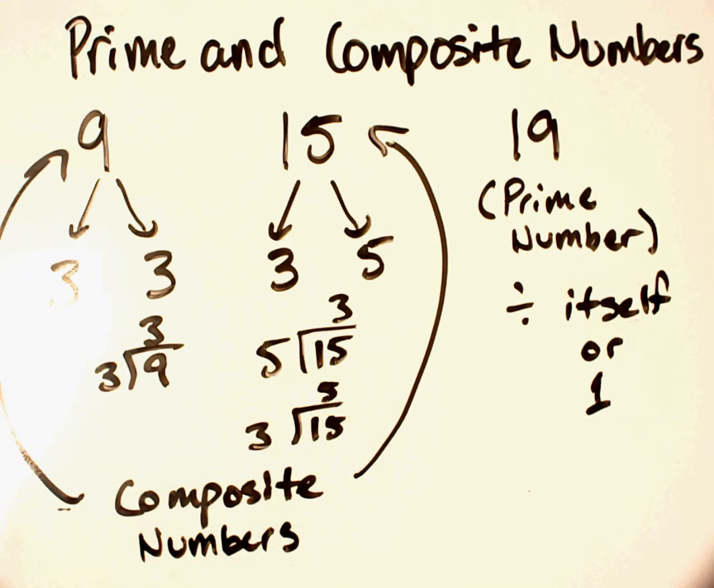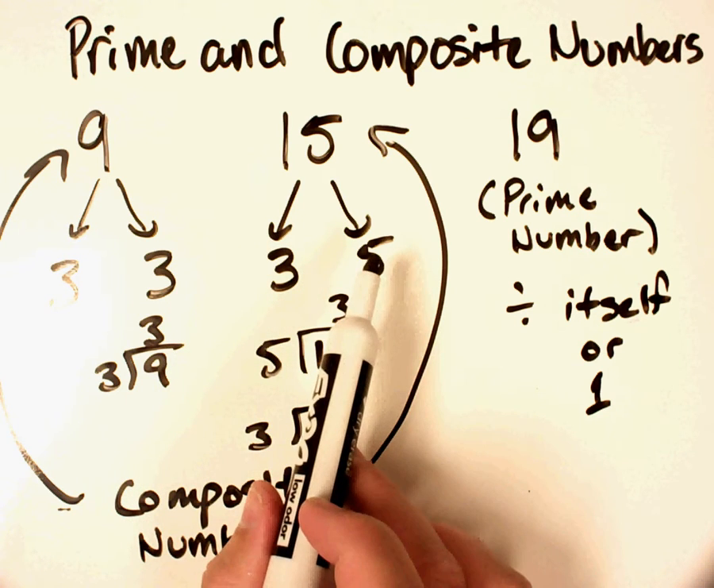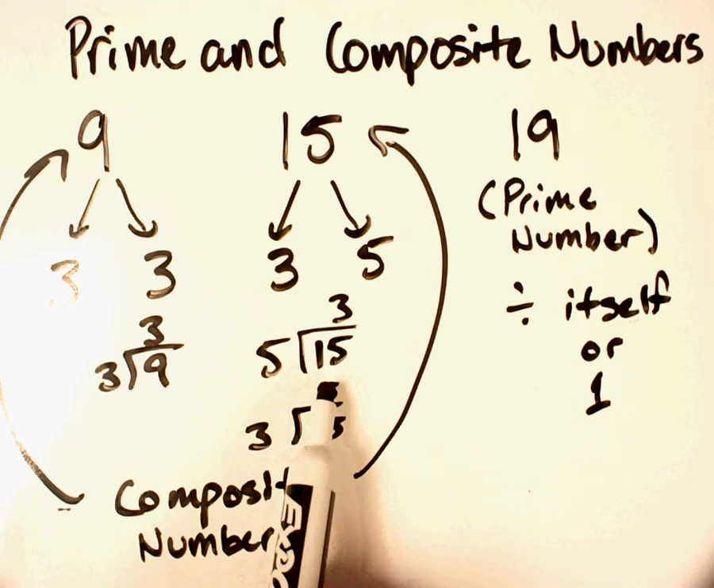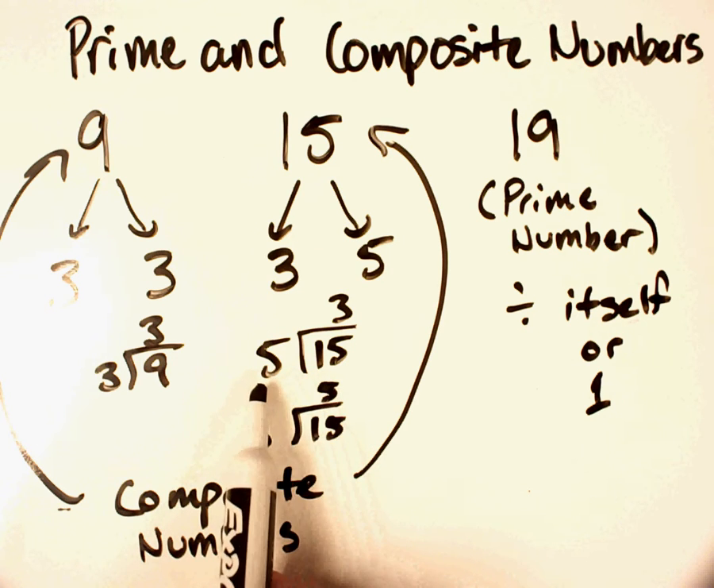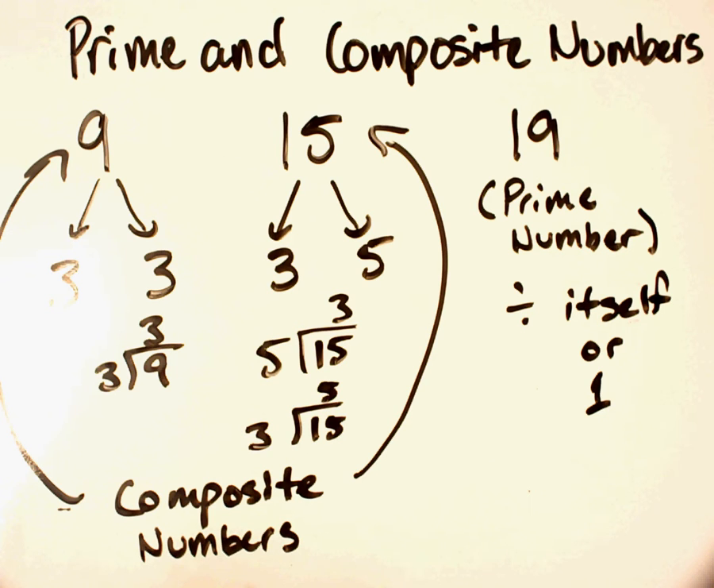And that's the test. Prime number, I can only divide by itself or the number 1. A composite number, I can factor those out. I can divide it by something other than itself and get a whole number. So that is the difference between a prime number and a composite number.